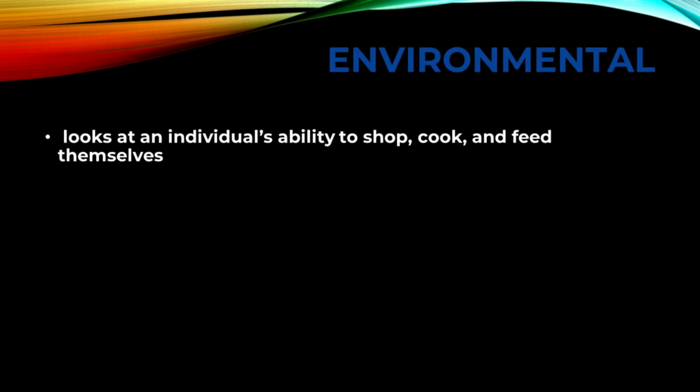An environment assessment looks at an individual's ability to shop, cook, and feed themselves. It looks at budget, mobility, meal times, and family support. Particularly if nutrition is a concern, it will also look at appetite, how cutlery is used, and the general practices surrounding food.